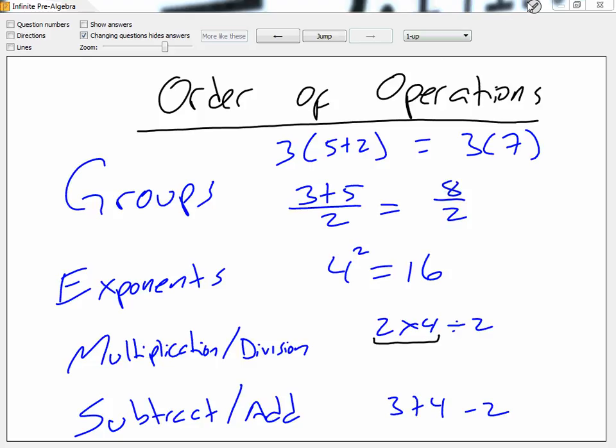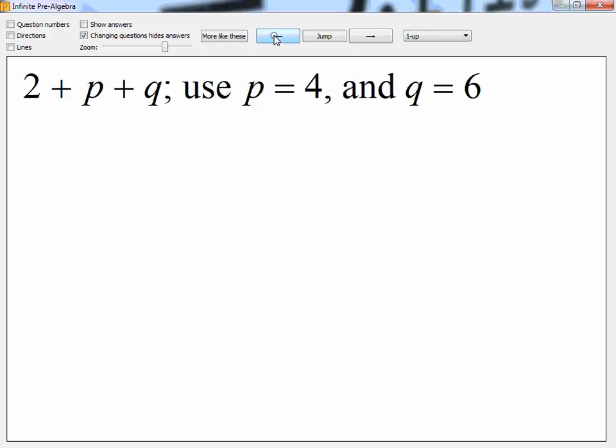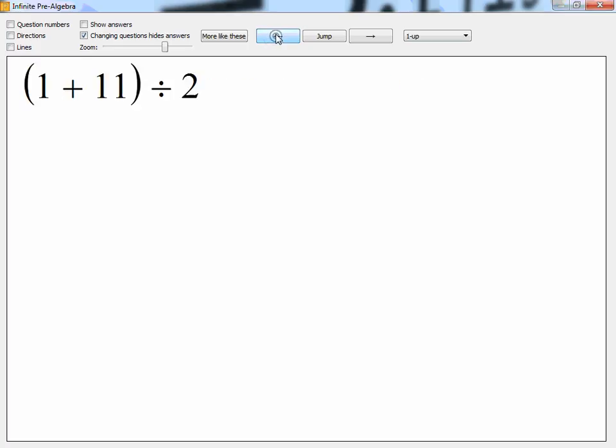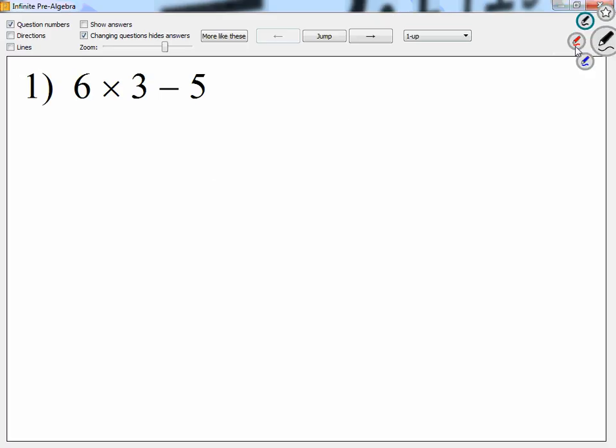Let me take a look at question number 1. Alright, something simple. The two operations that I see are multiplication and subtraction. But I know subtraction is the last thing that I do, so let's work multiplication first. How much is 6 times 3? 18. So let me call this 18 minus 5. How much is 18 minus 5? 13.